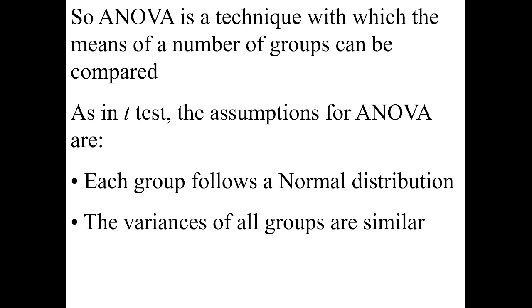As in the T-test, here also we have some assumptions to perform the ANOVA, and they are similar. Number one, each group follows a normal distribution. The parameter that we are considering is a quantitative one, and it follows a normal distribution in each group. Number two, the variance of this parameter in each group is similar. In the T-test we say two groups; here, because it can be more than two, we will say all groups.